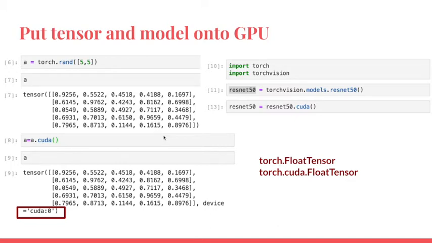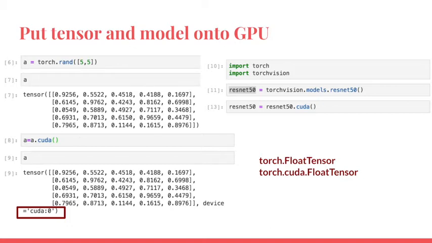How do we put a tensor onto a GPU? I create a tensor and its size is 5 times 5. To put it onto GPU, just use .CUDA. And now A is on GPU 0. Similarly, I can also put a model, a ResNet 50, to GPU as well.